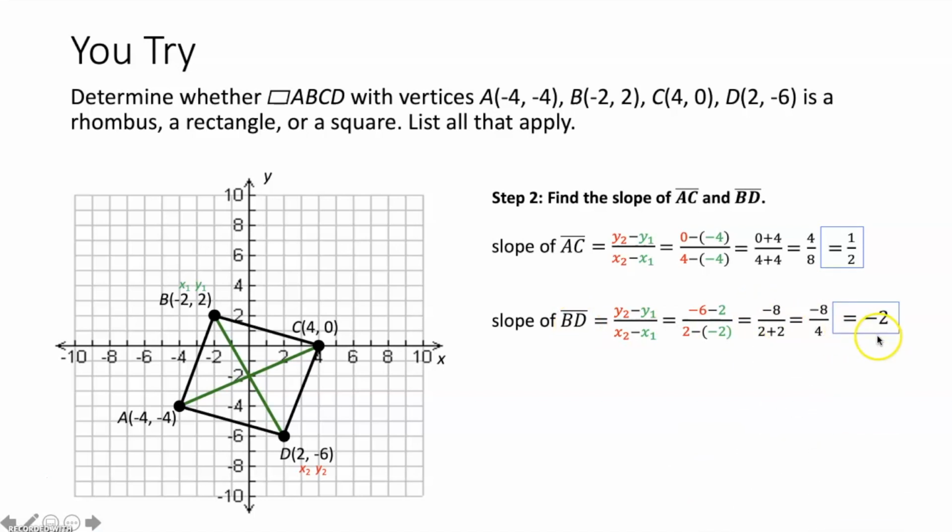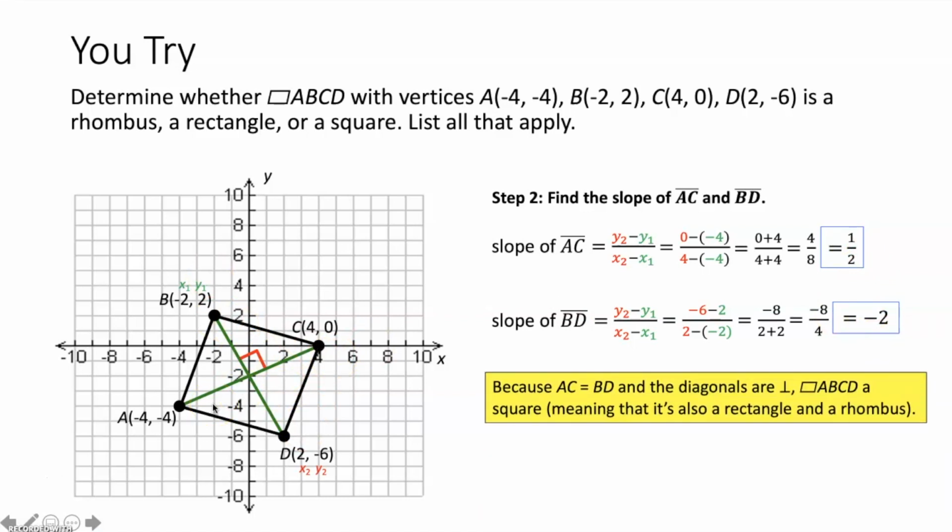of -2. Now, are these slopes opposite reciprocals? Yes, they have opposite signs, and they are fractions that are flipped. Therefore, these two diagonals must be perpendicular to each other. So because we know that the diagonals are not only perpendicular to each other, but they are congruent, we know that this quadrilateral ABCD must be a square, meaning that it's also a rectangle and a rhombus, because a square is both a rectangle and a rhombus.